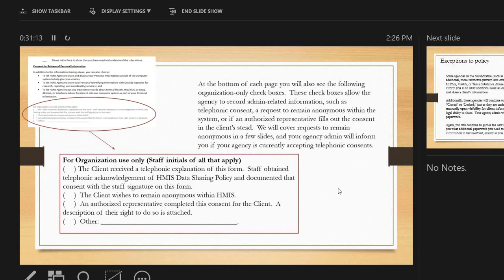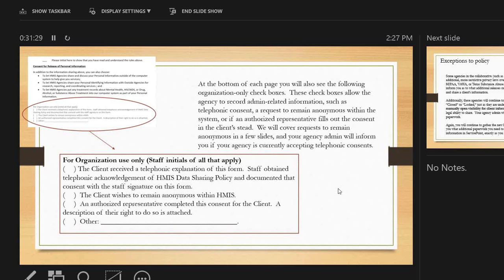Okay. And then the very bottom of the form, you can see we have the same footer on all three pages. This is our fine print section. This is just for staff or agency use, for things that don't affect how the client's information is shared, but that we do need to keep a record of.